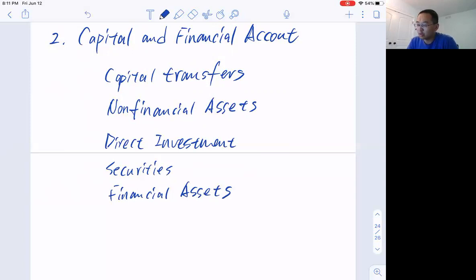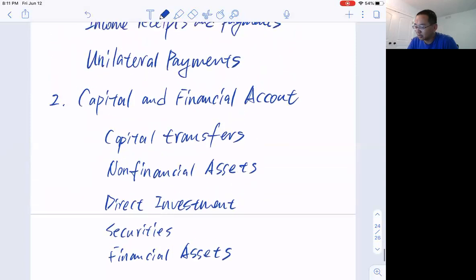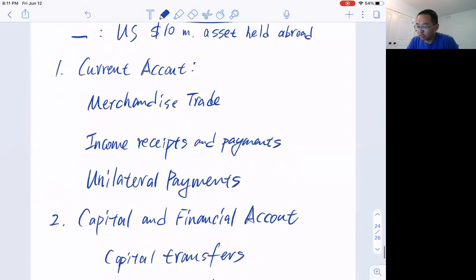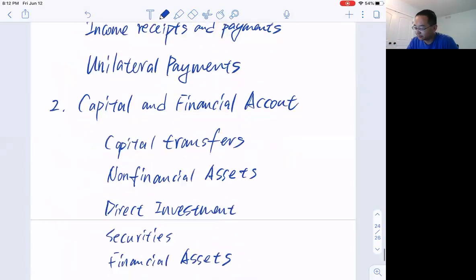But once this person owns those stocks, any income they receive is recorded under the current account. So the purchase or sale of assets itself goes under capital and financial. Then any income related to those assets is recorded under current. Okay, so these are some of the main things that go under these accounts.